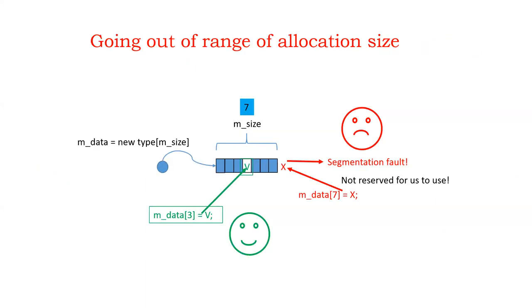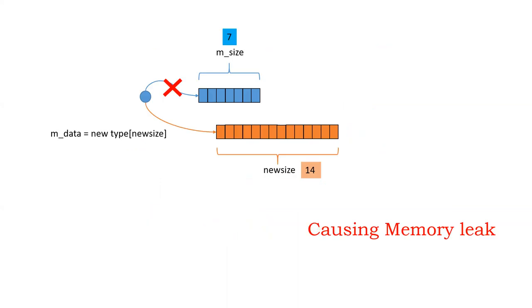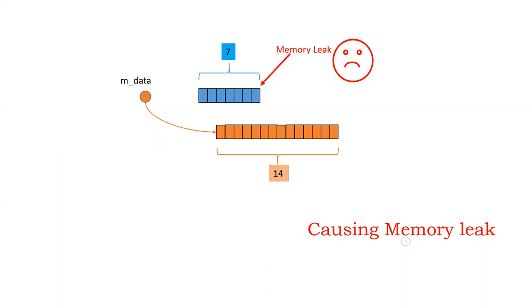We told you have to always stay in the range of your allocation. If you go one more or many more, you always get a segmentation fault because you're out of the range of your allocation. And we told you memory leak happens when you allocate memory and point to it with a pointer, then you use the same pointer to do another memory allocation without deleting the old one. Doing that causes a memory leak. So you're going to have a piece of memory that is out there and nobody knows what to do with it. You have to reboot your computer for it to get fixed.